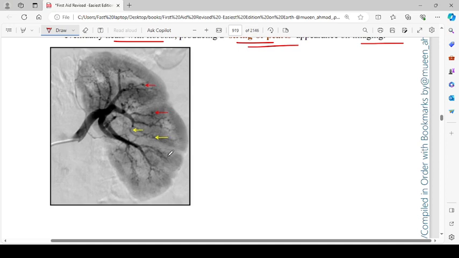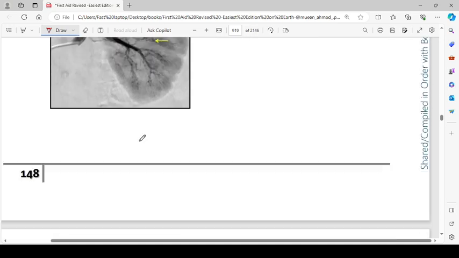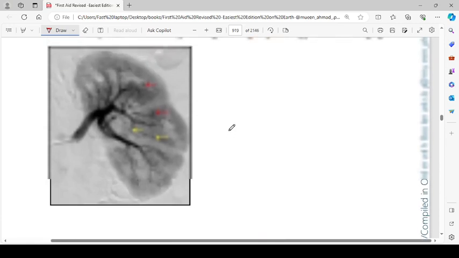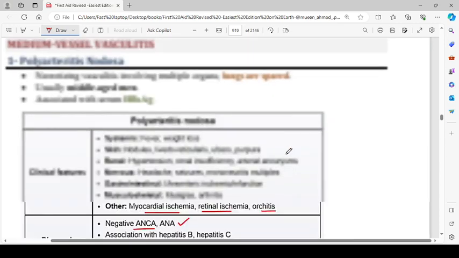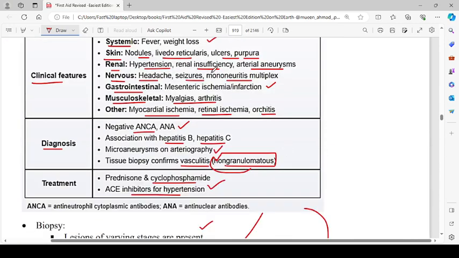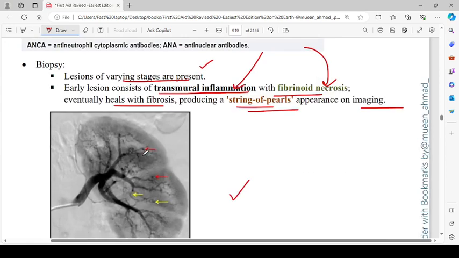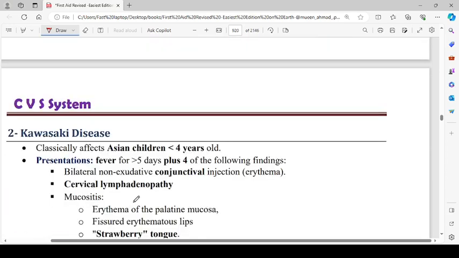So this is, I guess, a renal arteriogram. And what is that showing? The renal arteriogram. Maybe arterial aneurysms are present, like the big dots are, this is an arterial aneurysm, this one, maybe this one. Okay, then we have Kawasaki disease.